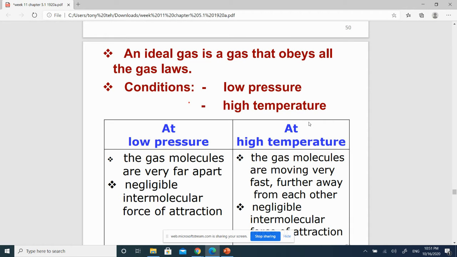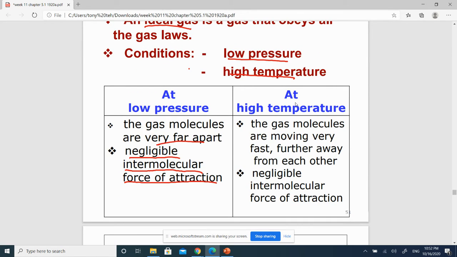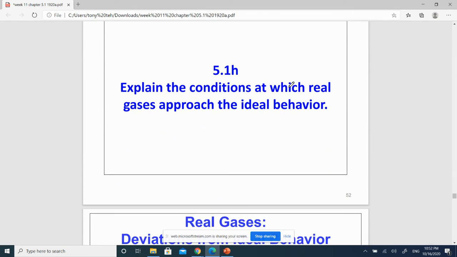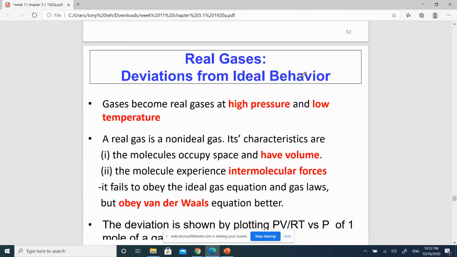The conditions for ideal gas are low pressure and high temperature, because at low pressure, the gas molecules are very far apart, so the intermolecular force of attraction is negligible. At high temperature, the gas molecules are moving very fast, further away from each other. Thus, the intermolecular force of attraction is also negligible. Now we explain the conditions at which real gas approaches ideal behavior.